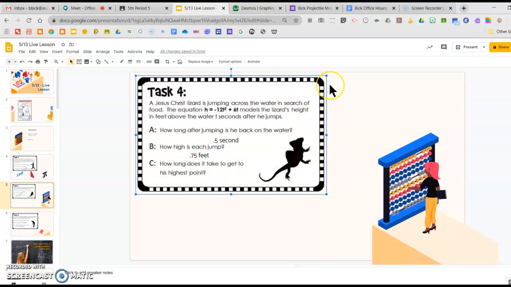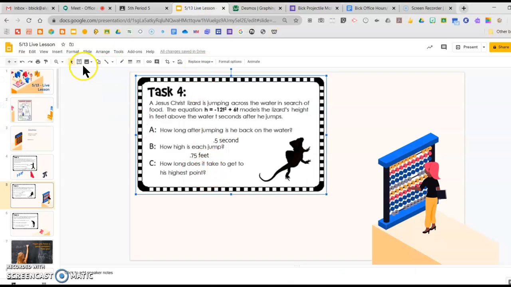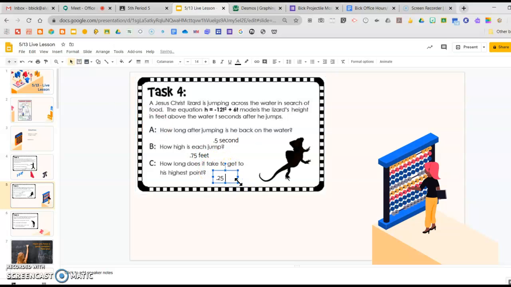And then we're looking at how long it takes to get to the highest point. So what was the x value of his highest point? The 0.25. So let's go ahead and put that there. Okay, any questions so far?